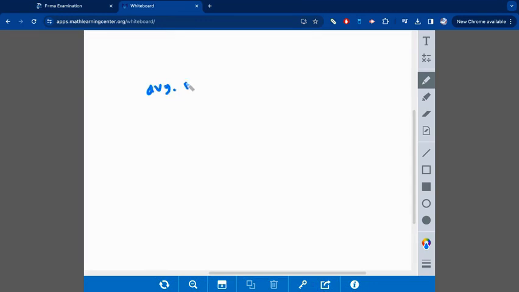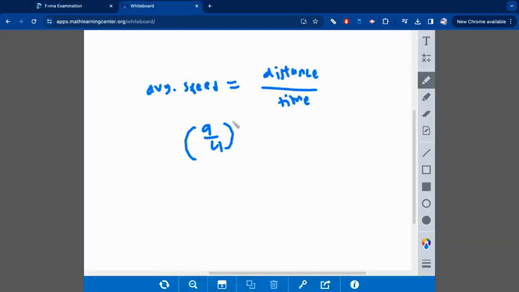So average speed is distance over time. And you know that it completes 2.25 rotations. So 2.25 rotations would just be 9 over 4 rotations times the circumference of the circle, which is 2 pi r. And r is given to be 2. So there's 9 over 4 times 4 pi, which would be 9 pi.